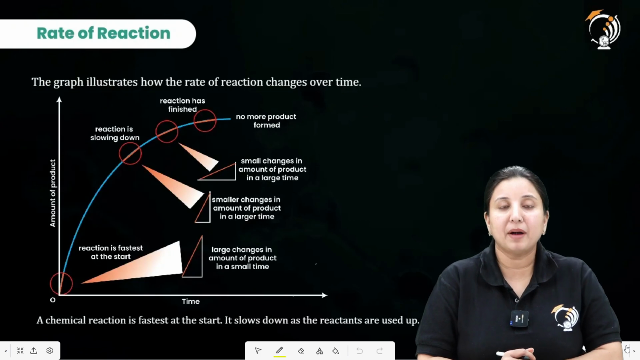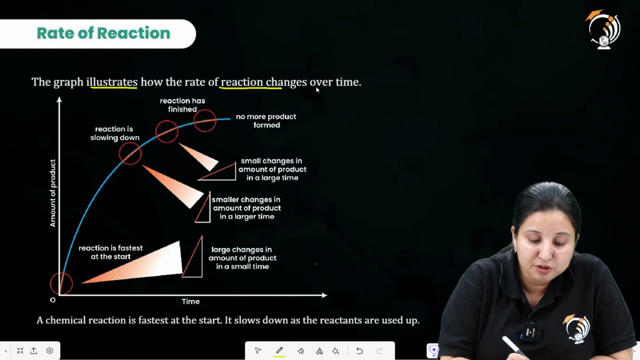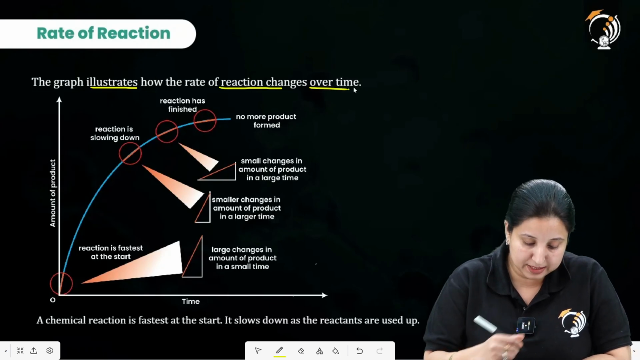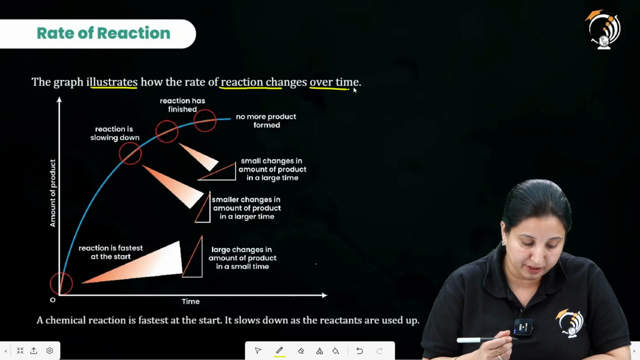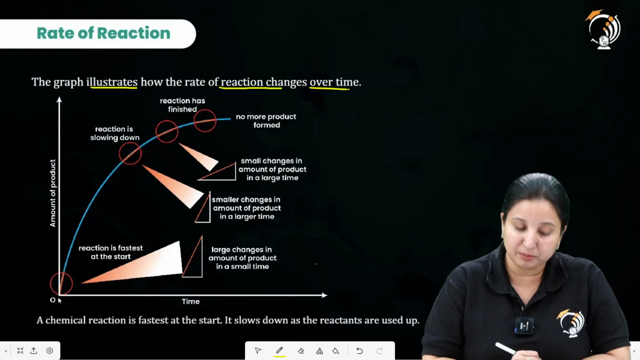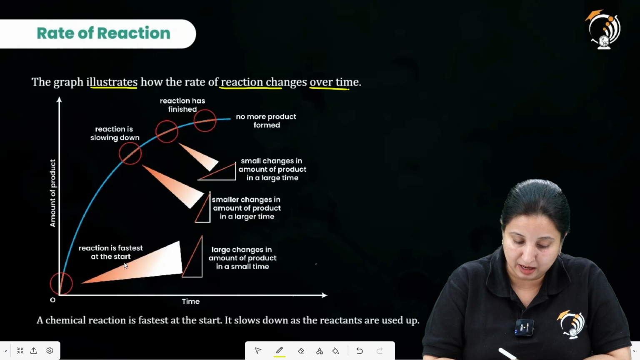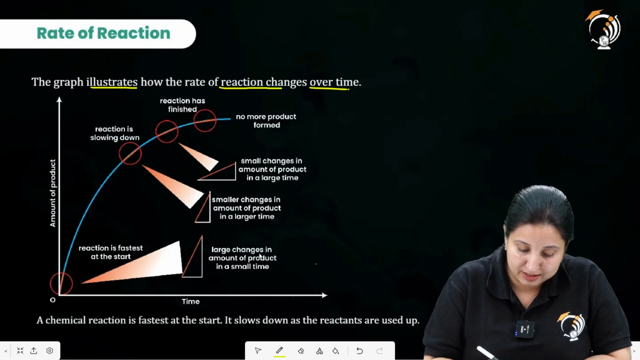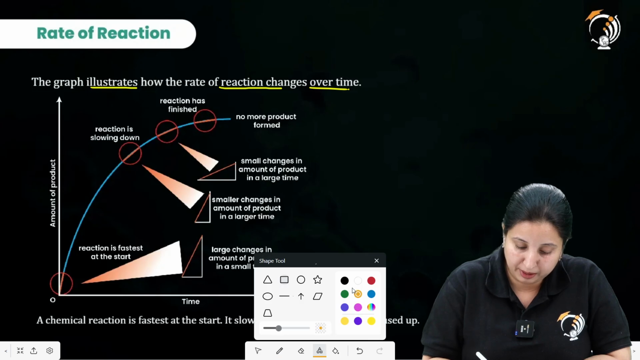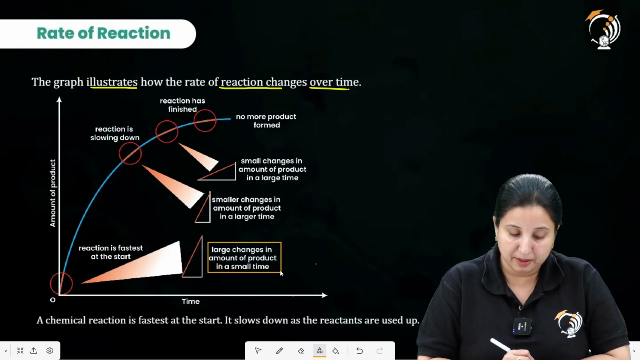So here I have a graph. This graph illustrates how the rate of reaction changes over time. It is plotted between time and the amount of product. The graph starts from 0. Here the reaction is fastest at the start, and large changes in the amount of product in a small time have taken place.